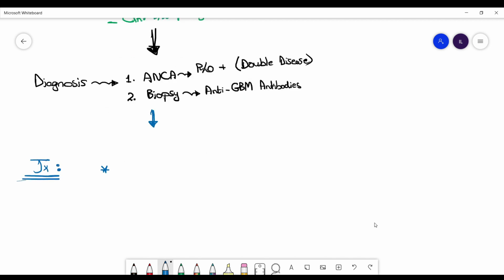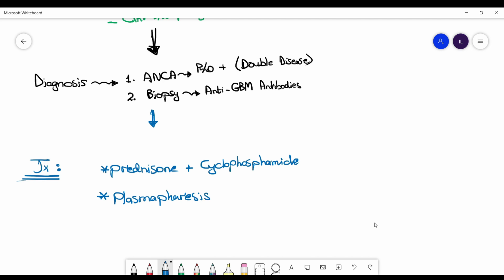Then regarding management, these patients, we manage them with prednisone plus cyclophosphamide. And in contrast to ANCA vasculitis, which has indications for plasmapheresis, here all patients with Goodpasture syndrome should have plasmapheresis in addition to immunosuppressive management. And this is it for Goodpasture syndrome.